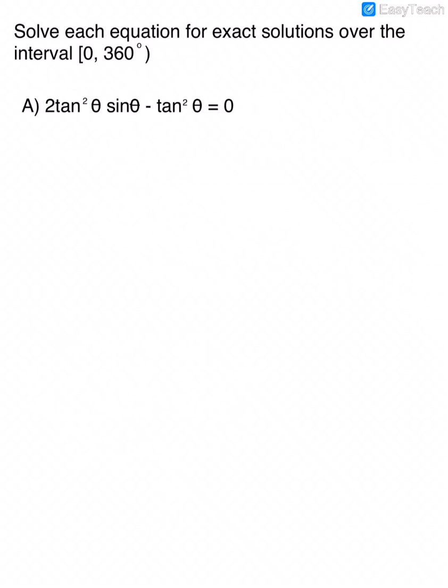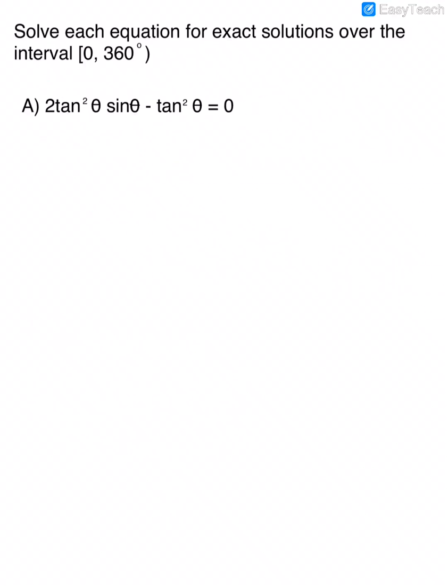Okay, we're going to continue to do some more trigonometric equations, but this time we're solving equations for exact solutions over the interval between 0 and 360 degrees. So we're in degrees and not radians now. If I look at this trig function, I see that it is quadratic because I have a tangent squared. So since I see two different trig functions, I want to see if I can factor out a greatest common factor.